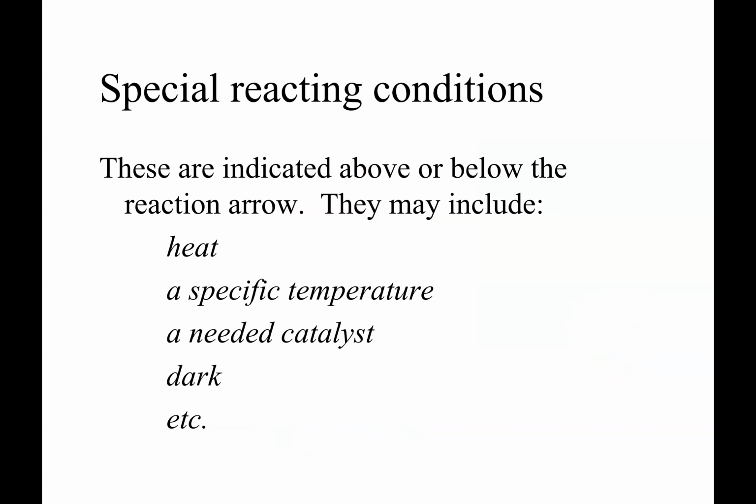I also mentioned that the person who is familiar with the chemical reaction can put something over the reaction arrow to tell the reader what needs to be in place in order for reactants to proceed to form products. If there's a minimum heat, a specific temperature, if they need a catalyst to go from left to right, from reactants to products, if it needs to be in the dark, that sort of thing.